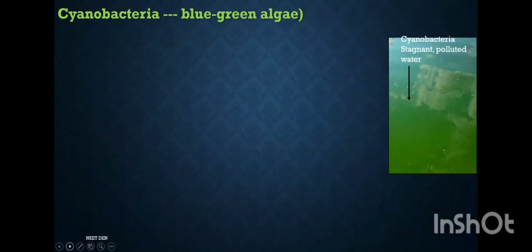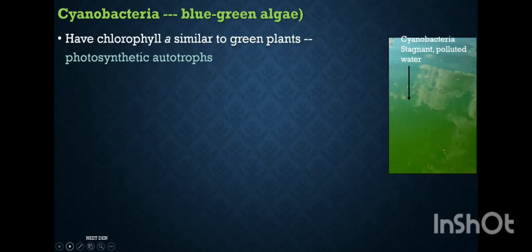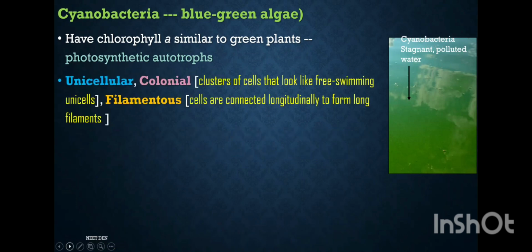So let us see first the photosynthetic eubacteria, autotroph. So this is a cyanobacteria, or blue-green algae, is another name for the cyanobacteria. And you can identify cyanobacteria very easily in any stagnant water or polluted water which you see around you in the environment. You find a greenish hue to this particular stagnant water. So these cyanobacteria have chlorophyll A, which is similar to green plants, and hence they are photosynthetic autotrophs.